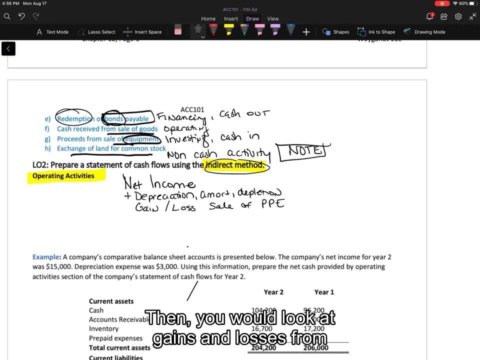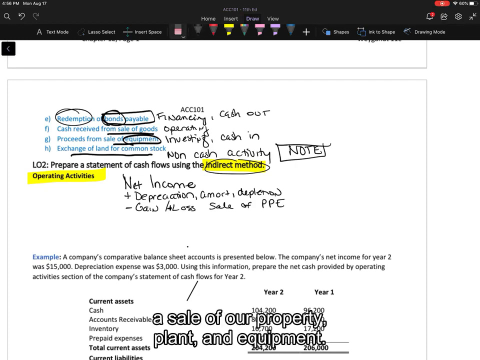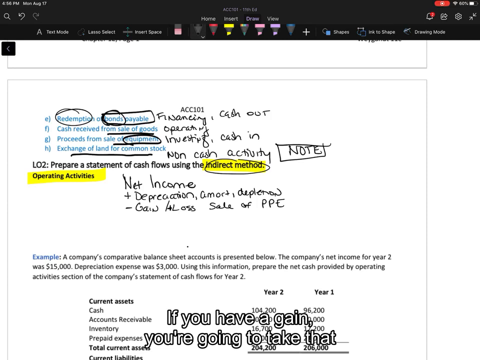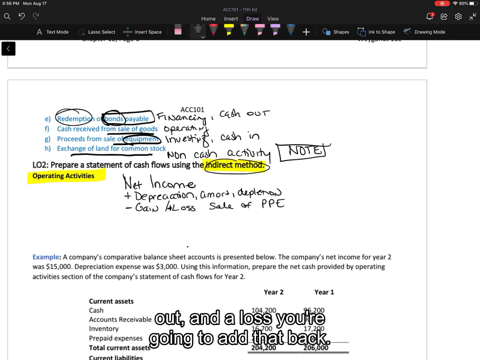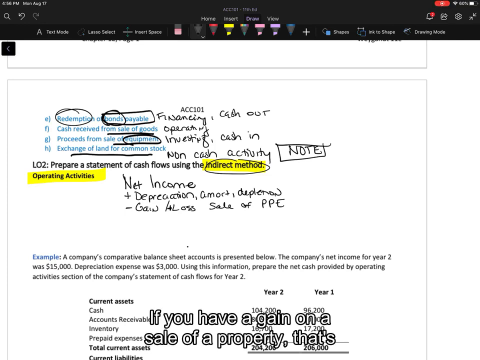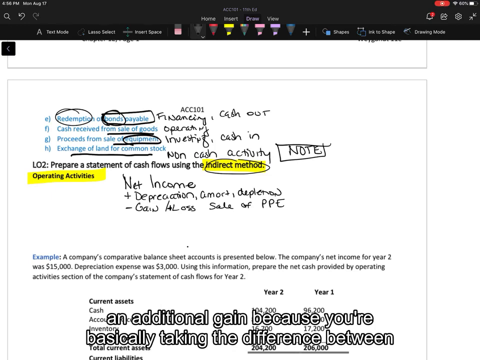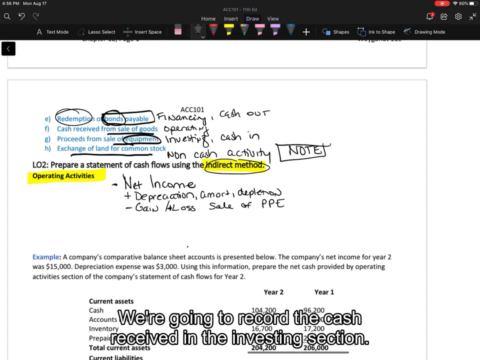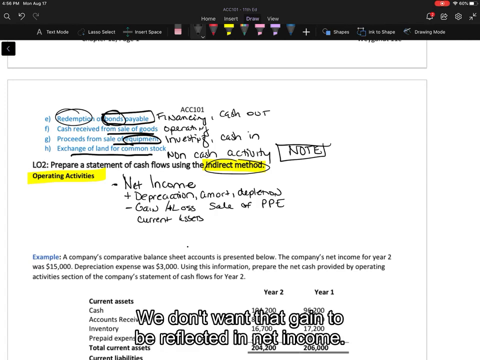Then you would look at gains and losses from a sale of our property, plant, and equipment. If you have a gain, you're going to take that out, and a loss, you're going to add that back. And the reason is that those are non-cash items too. So if you have a gain on a sale of a property, that's an additional gain because you're basically taking the difference between your book value and the cash received. Well, we're going to record the cash received in the investing section. So we don't want that gain to be reflected in net income.